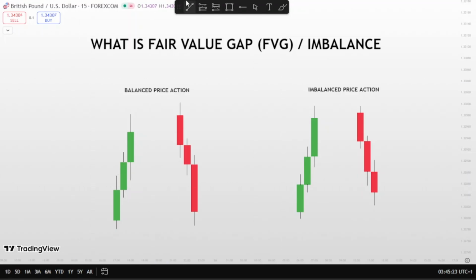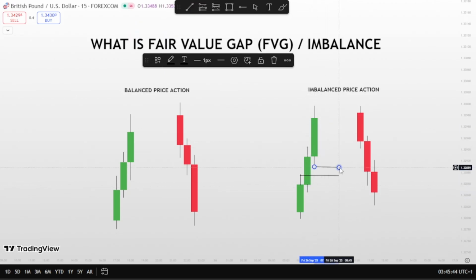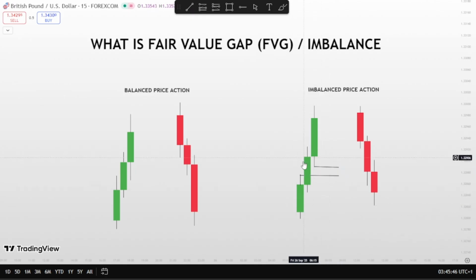Like we have an example here. This is a bullish fair value gap and this is a bearish fair value gap. You can see price moves so fast to the top that it leaves a gap in between the first candle, which is this, the first candle high, and then this is the second candle here, and then this is the third candle low. So bullish fair value gap is basically when price moves fast to the upside and leaves a gap in between.